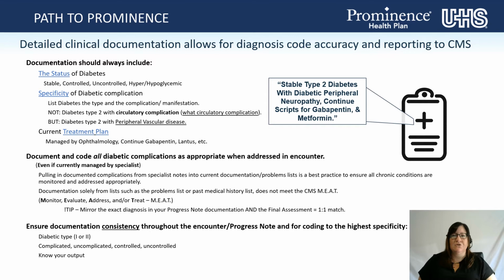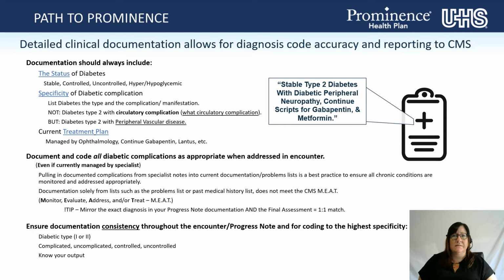Your documentation should always include the status, the specificity, and the treatment plan for your diabetes. The status of the diabetes, is it stable, is it controlled, or is it uncontrolled? And recall, if it's uncontrolled, to specify, is it hyper or hypoglycemia? The specificity of the diabetic complication. List diabetes, the type, and the complication or manifestation.